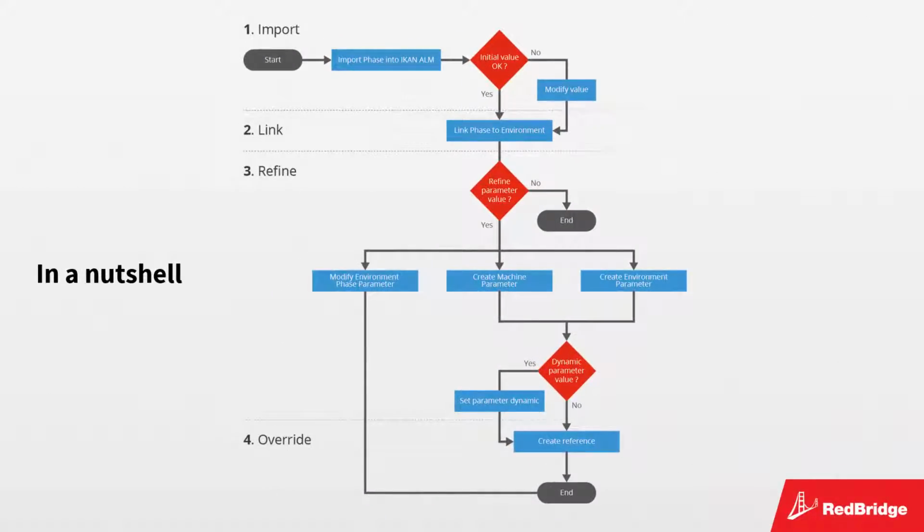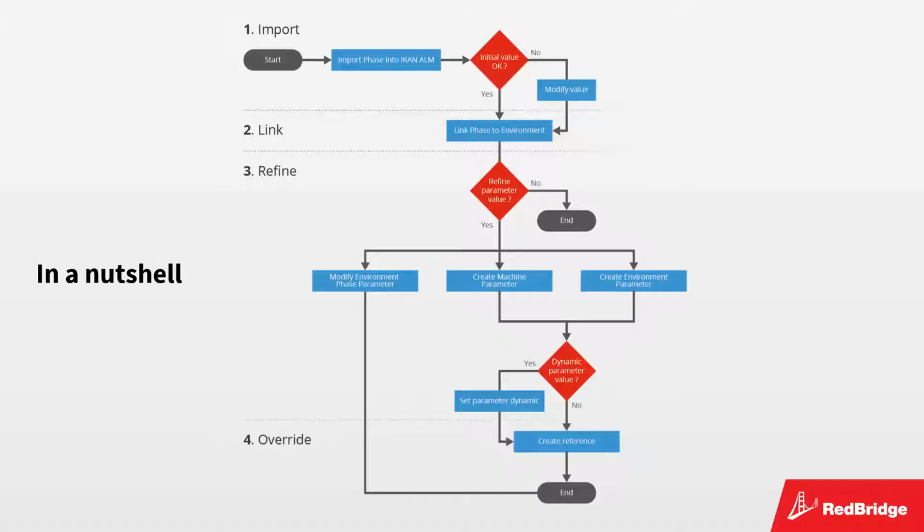First, you import the phase into IcanALM. If the initial values are okay, you can use the phase as is. If not, you will first modify the initial values to make sure the correct values for your configuration will be used. Next, you link the phase to the build and/or deploy environments where you want to use the phase.